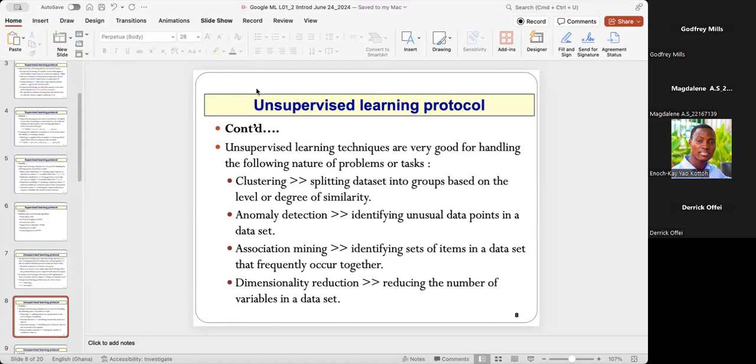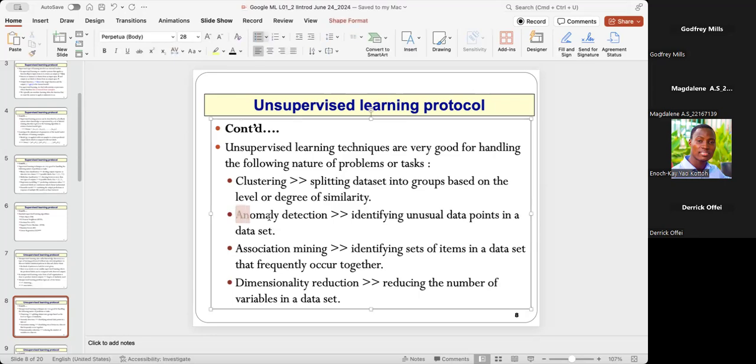Now, when we come to unsupervised learning techniques, they are very good in handling problems that involve what we call clustering, splitting of data into subgroups based on their level of similarities. And then also, we use unsupervised learning when we have problems of anomaly.